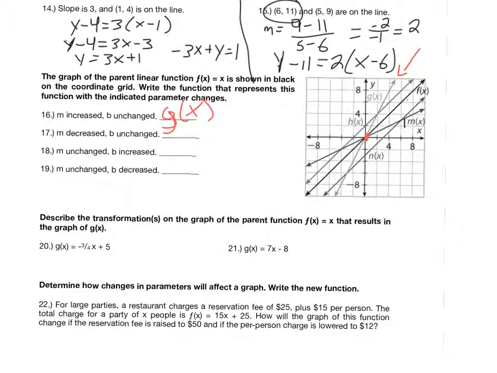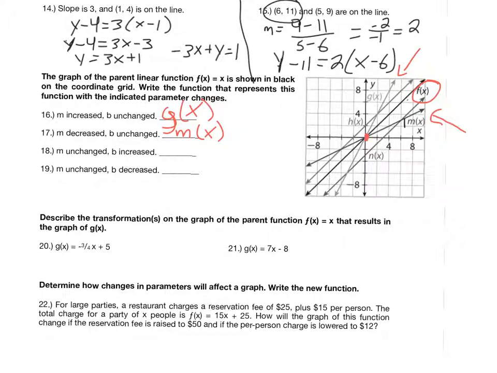Next one, m is decreased. M is slope. So slope is decreased, but your y-intercept is the same. So our y-intercept is still going to be 0, but now we're going to have a less steep line. And remember, this is your parent function here, f of x, which is that black line. So that would be m of x. M of x would be the one that has the same y-intercept, but a less steep slope, a smaller slope.